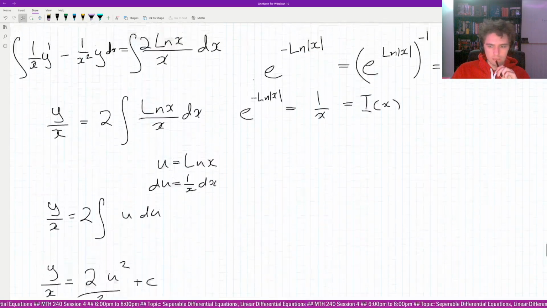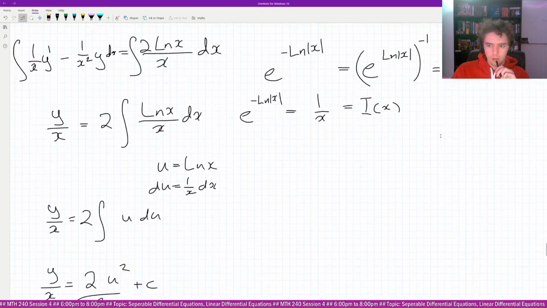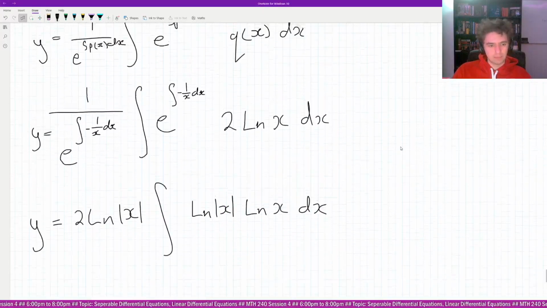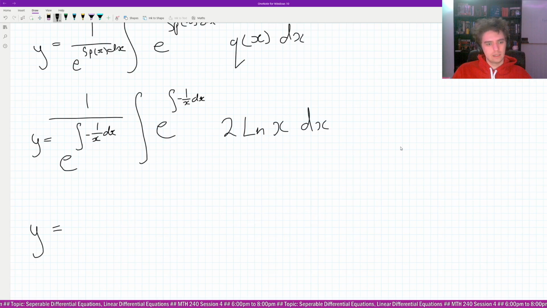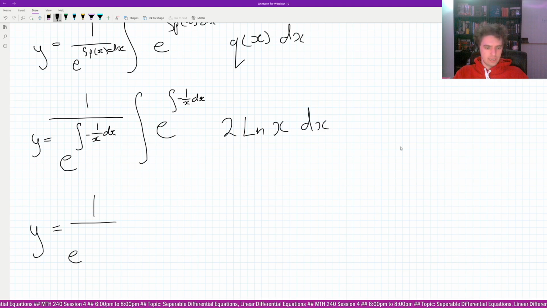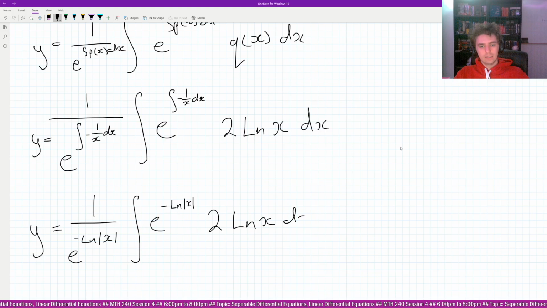Wait, hold on. Oh, it's e. Sorry, I screwed this up. Aren't you gonna get e to the natural log of this, and then you raise it to the negative 1, so you get 1 over e to the ln of the absolute value of x. Negative ln absolute value of x. Right, the integral of e to the negative ln absolute value of x, times 2 ln x dx.